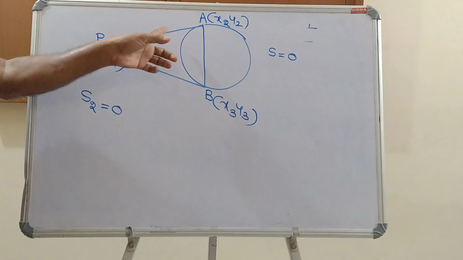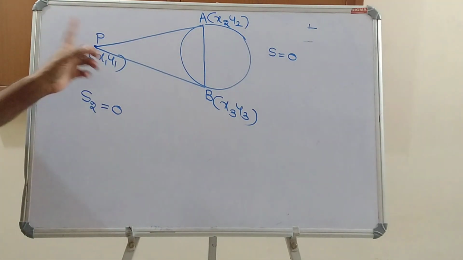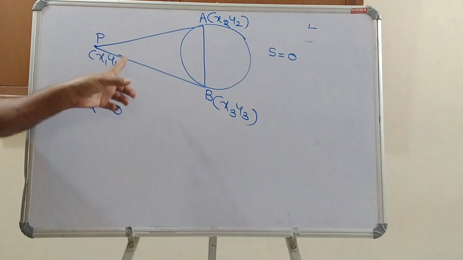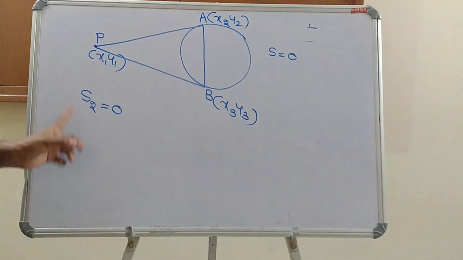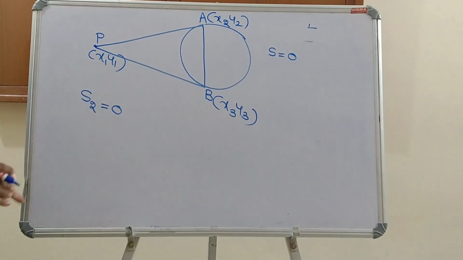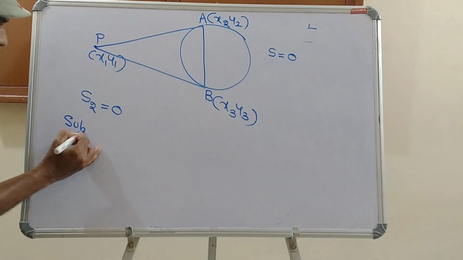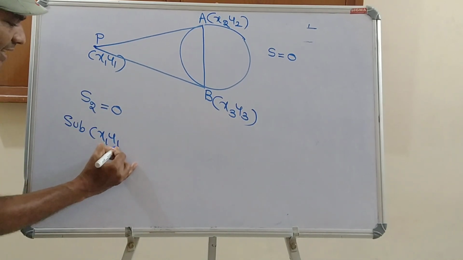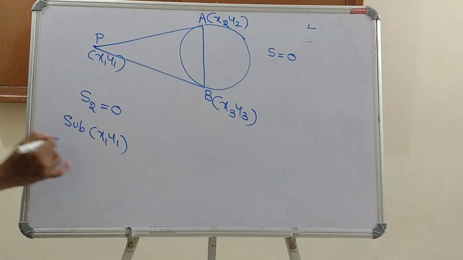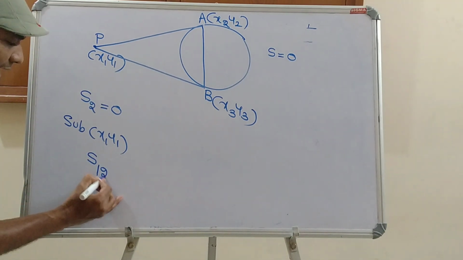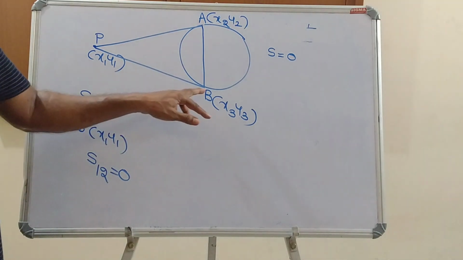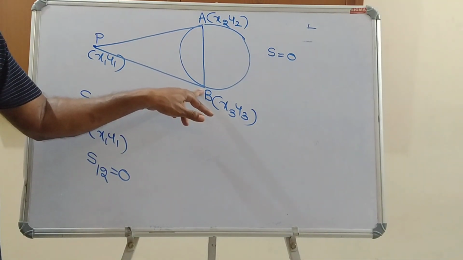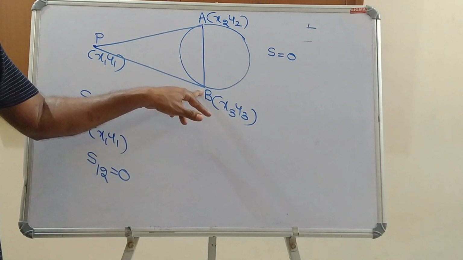But this tangent passes through the point (x1, y1). So, substitute (x1, y1) in this equation. We get S12 equal to 0. Next, we have to find the equation of the tangent at (x3, y3).